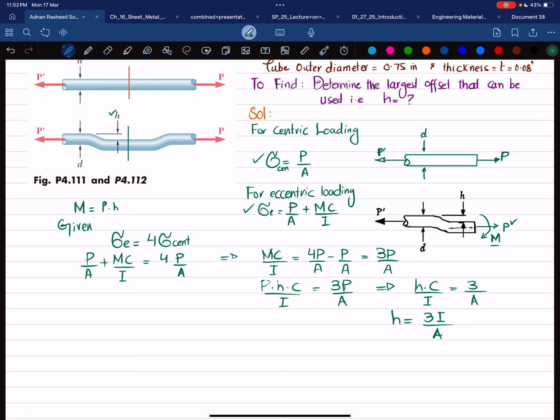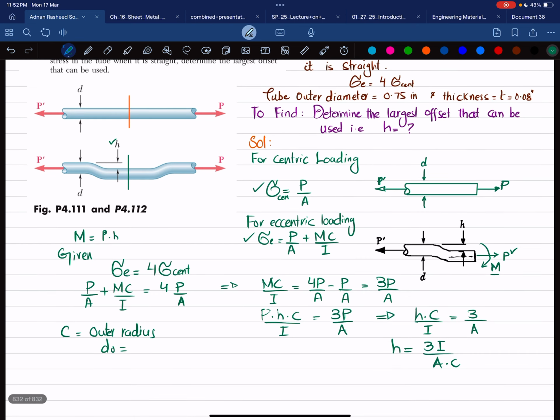So what is C? C is the outer radius. Since we have been given the outer diameter, which you can see is 0.75 inch, C will be equal to the outer radius, that will be equal to d naught divided by 2, and 0.75 divided by 2 will give you 0.375 inch. Now what about the inner radius?